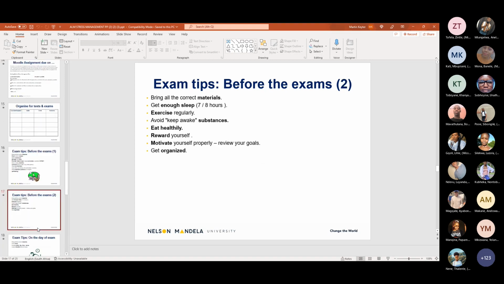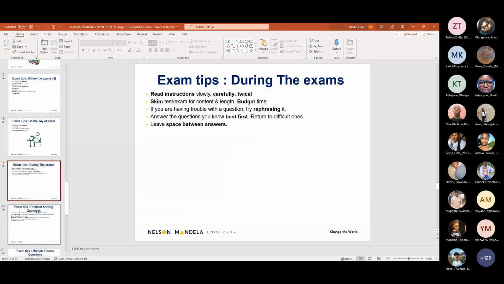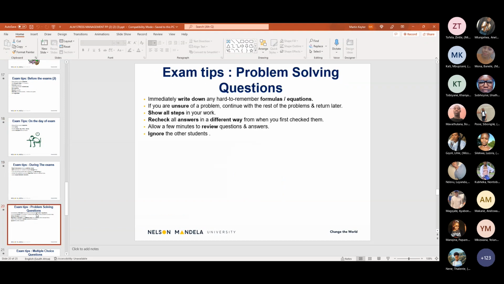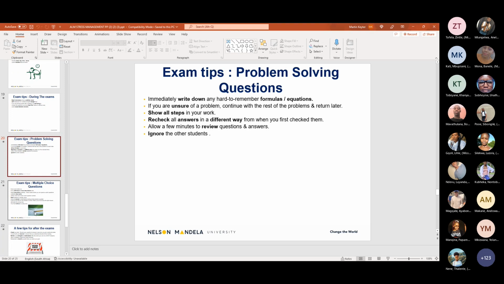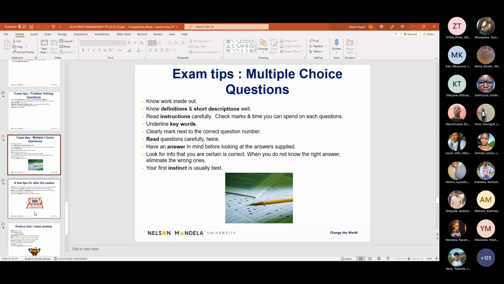So there are 2 slides on that, and there's a slide on what you need to do on the day, during the day, and there are tips for problem solving questions. And there are tips for multiple choice questions that you can check out. You've just done an online quiz about it.